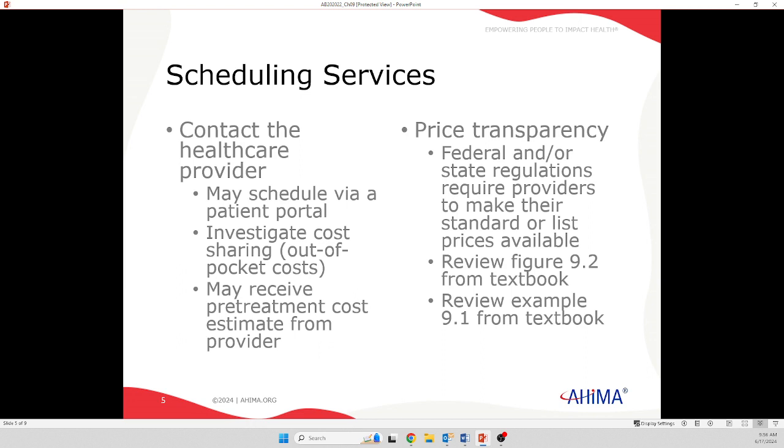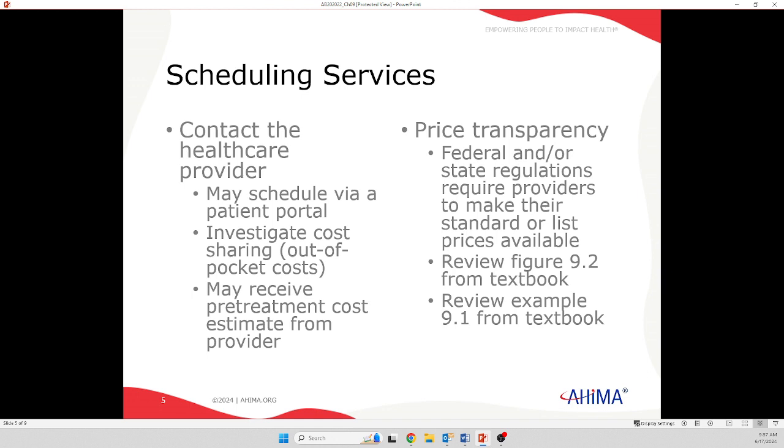It is a federal and or state regulation, and it requires providers to make their standard or list prices available. Some states also have it where you can even compare sites. You can put your insurance in, and you can look and see. There is a picture on page 171, figure 9.2, where it actually shows a comparison for somebody having a colonoscopy, where you can see the cost at different facilities. And we have a homework assignment where we do that as well.